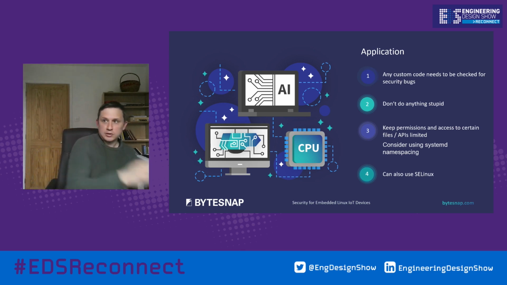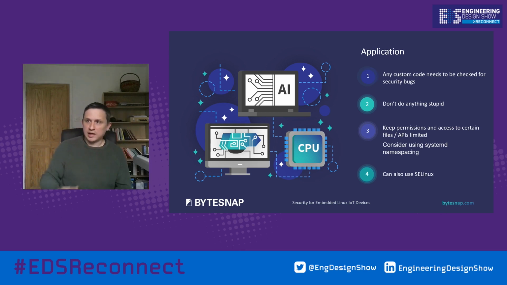And again, we can lock down things using systemd namespacing or cgroups. We can keep permissions, lock down general Unix permissions, Linux permissions, and if you really want to be hardcore, you can use something like SELinux to really lock down the app and other parts of the system. But that's somewhat outside the scope of this presentation.